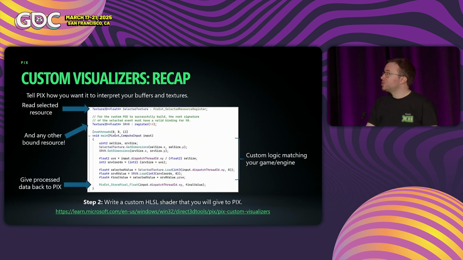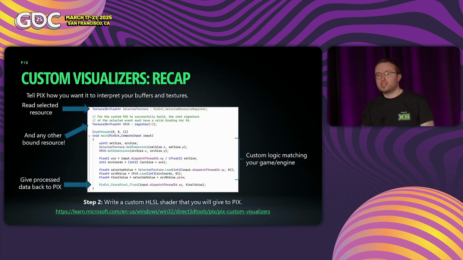What do these custom visualizers look like? Well, there's a very simple one here. You start by declaring the input resource that you're visualizing. Here we have a Texture2D declared as the selected texture at the top, and it's annotated with this special annotation, PIX X selected resource register. This just says this is the resource that we want to read from.